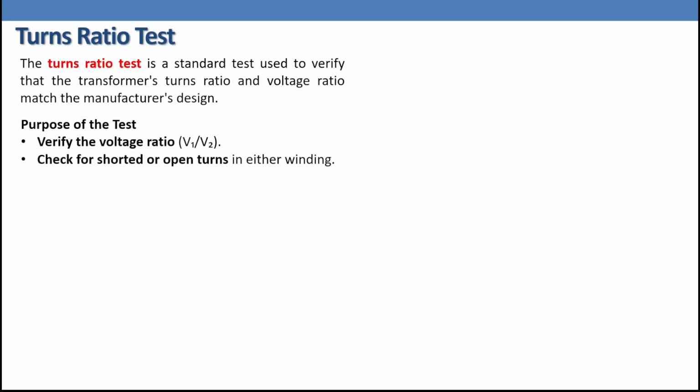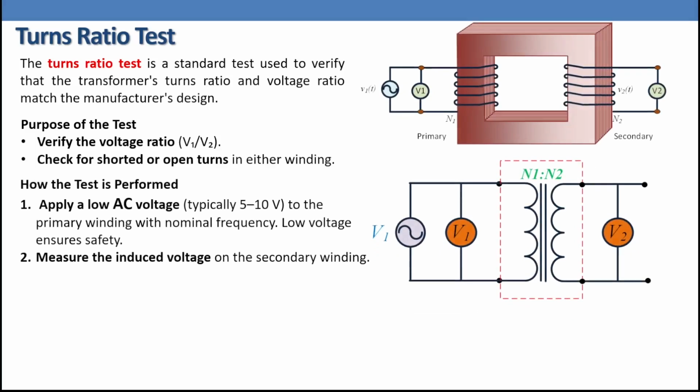So to perform the test, we apply a low AC voltage, typically between 5 and 10 volts, and we apply it to the primary winding at the nominal frequency. A low voltage is used because only the ratio is required, and it makes the test safer. We also avoid excessive magnetizing current. Then we measure the induced voltage across the secondary winding. The turns ratio is then calculated as the ratio of the primary voltage to the secondary voltage. So turns ratio is V1 over V2.